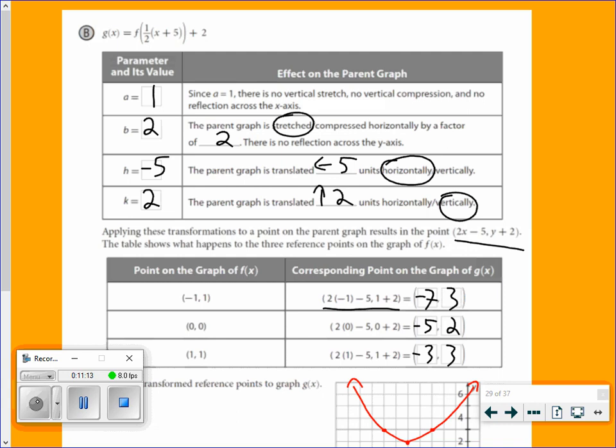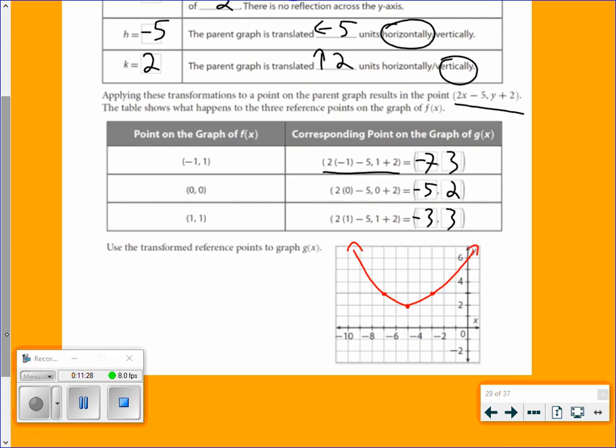Your a is 1, we don't have an a. Our b is 2, that's a horizontal stretch by a factor of 2, no reflection. Our h is -5, so we go to the left by 5 horizontally. Our k is 2, so we go up 2 vertically. These are what your points should have been: -7, 3, -5, 2, -3, 3. They listed it out for us. You just need to do the algebra for it. And when you graph those new points, that's what your graph should look like.